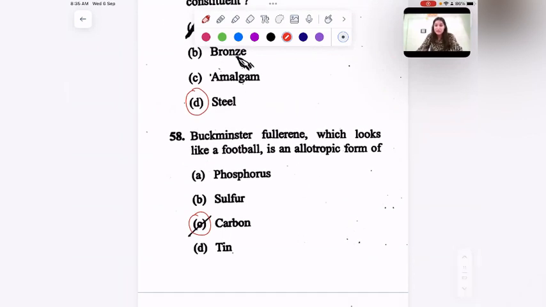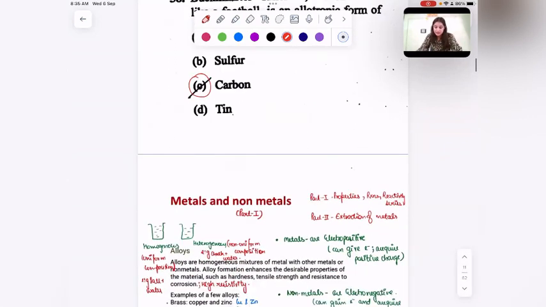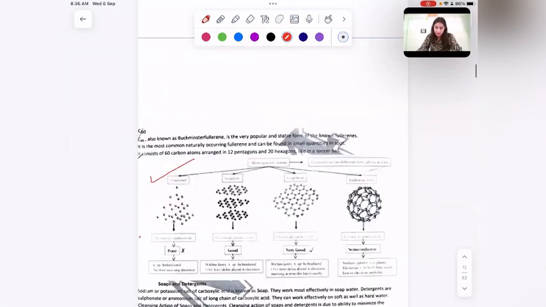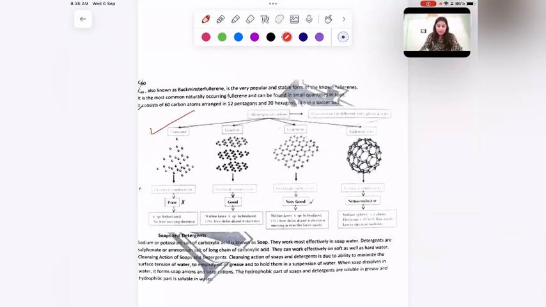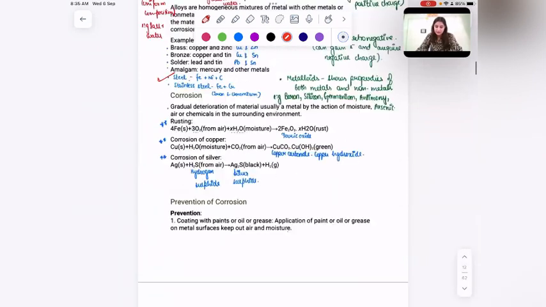Next question, Buckminster fullerene, which looks like a football, is an allotropic form of. Okay, so here allotropes of carbon are given. This is diamond, graphite, graphene, and fullerene, C60 fullerene. So it is an allotrope of carbon. Option C is the correct answer.